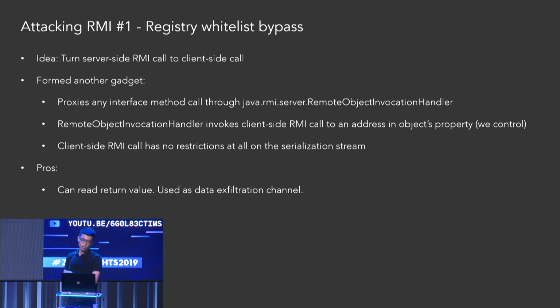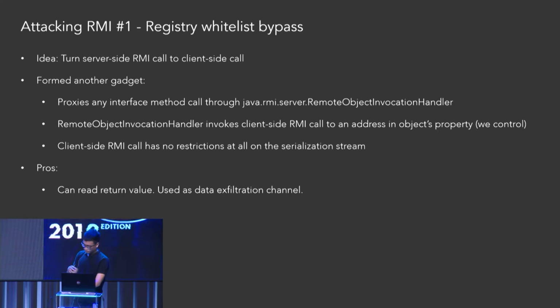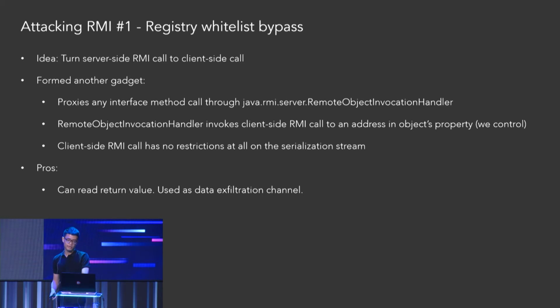The problem is how to get from the readObject call to the RemoteObjectInvocationHandler. We figured it out, and we will show it to you later. It has one upside: it can read the return value, because the exploit is used in the deserialization flow, so it can be used as a data exfiltration channel, unlike the previous exploit.